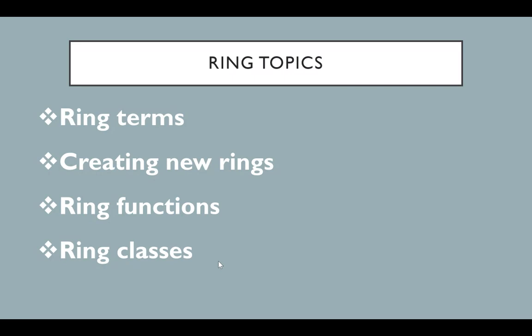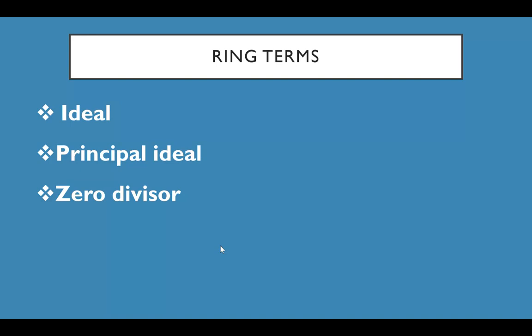This talk will be broken into 4 main parts. We're going to look at a few terms. We're going to look at creating new rings. We're going to see some ring functions, and finally ring classes. So let's start with just a few terms that we'll need to guide us. We're going to talk about the idea of ideal, a principal ideal, and also a zero divisor.